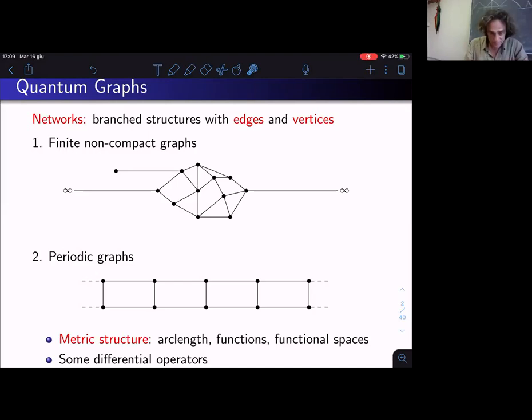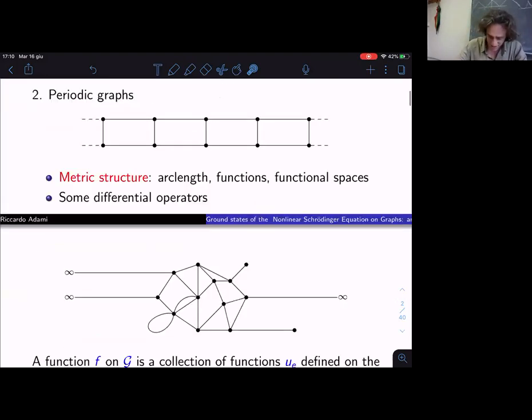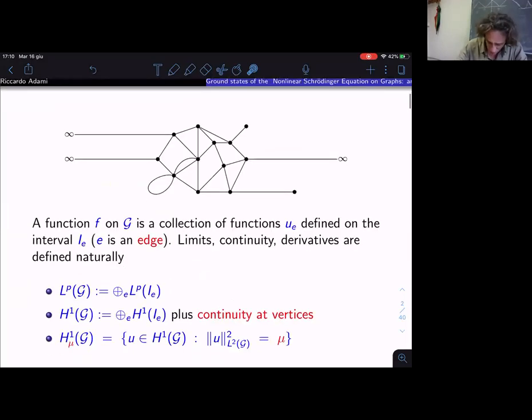And then I will put some differential operator on these structures. And when we talk about a differential operator, then we are allowed to use the word quantum. But when you talk about quantum graphs in general, you mean metric graphs with differential operators acting on them. So, and now what is a function? I'll be a bit more precise on that.